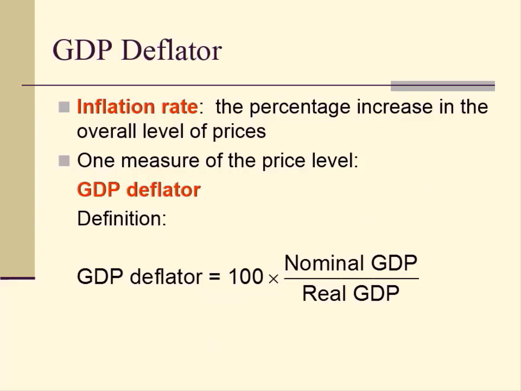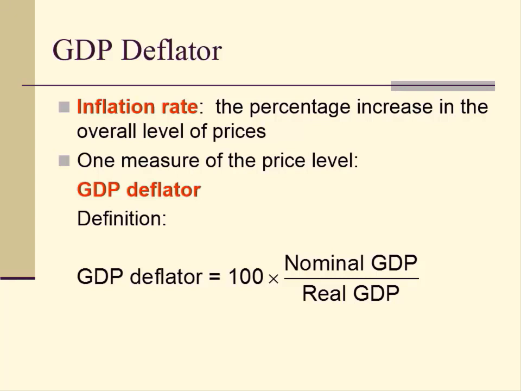When we talk about a rising price level, we're dealing with the inflation rate, which is the percentage increase in the overall level of prices. And there are several measures of the overall price level, and one measure of the price level is the GDP deflator. And it is used to deflate or remove the effects of inflation from GDP and other economic variables.